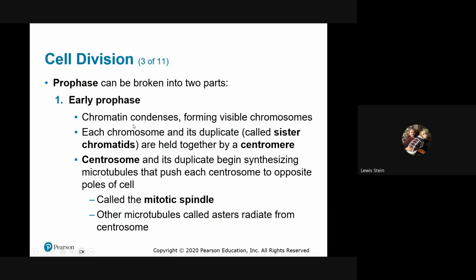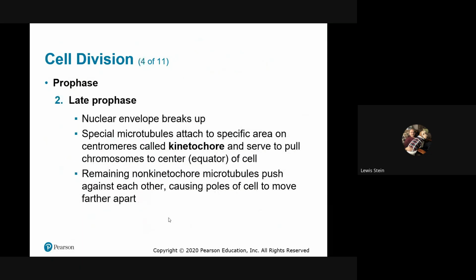Chromatin condenses, forms the chromosomes. Visible is the key word. They're called sister chromatids. They're held together by the centromere. That area, the centrosome, the area where you have the centrioles, they basically divide, go to one side of the cell or the other, and start making the spindle out of microtubules, and again, the tubules are dissolved except when they assemble. That way we can see them. Subsequently, the nuclear envelope breaks up.